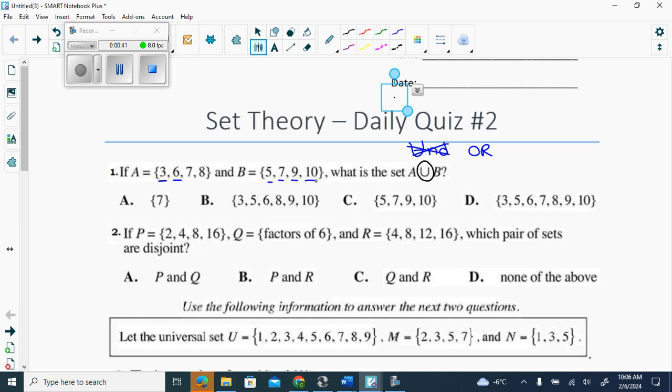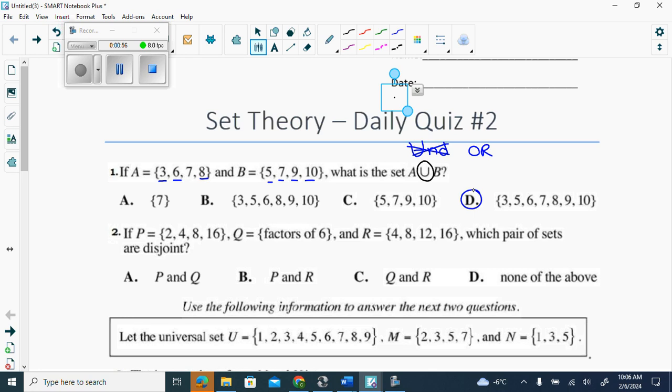So we need 3, 5, 6, 7, 9, 10. Is there an 8? And an 8. 9, 10. So it would be D. Some people pick B because they think if it doubles up, we just don't list it. Doubling up's fine, right? You just list it once. So if it's an either or, you list it.